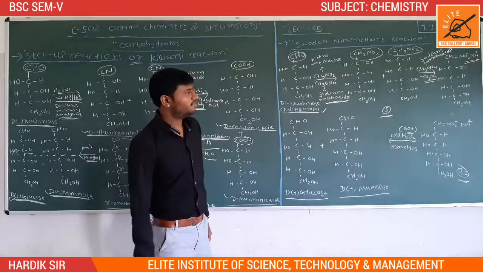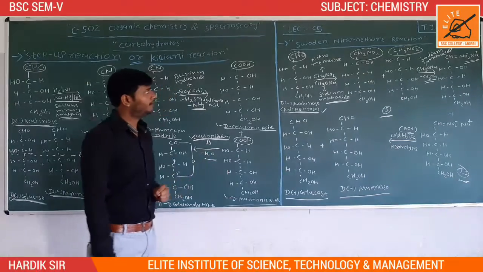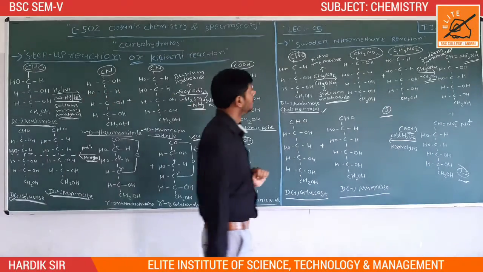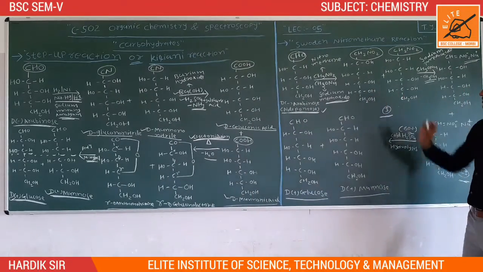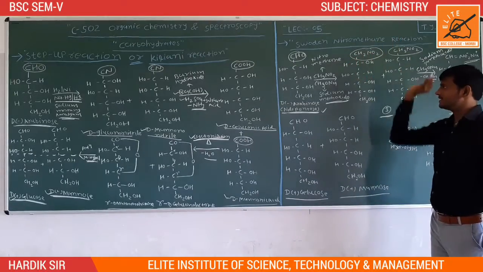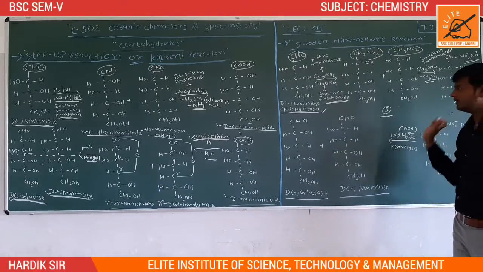In this reaction we use nitromethane as a reagent, so it is called the Sowden nitromethane reaction. Sowden was a scientist who first discovered this reaction, and it uses nitromethane as a reagent in this reaction, so it is called the Sowden nitromethane reaction.